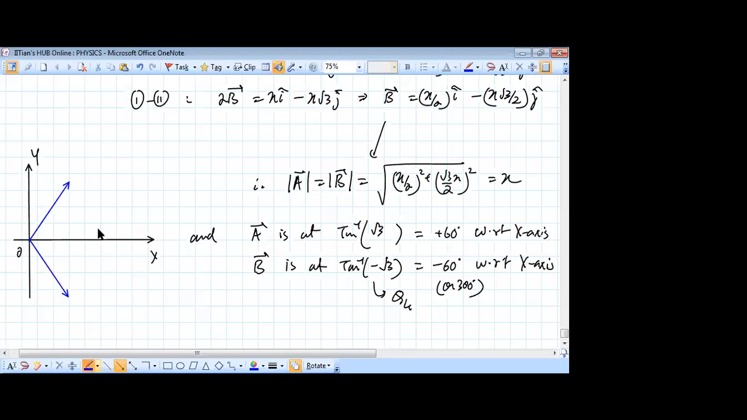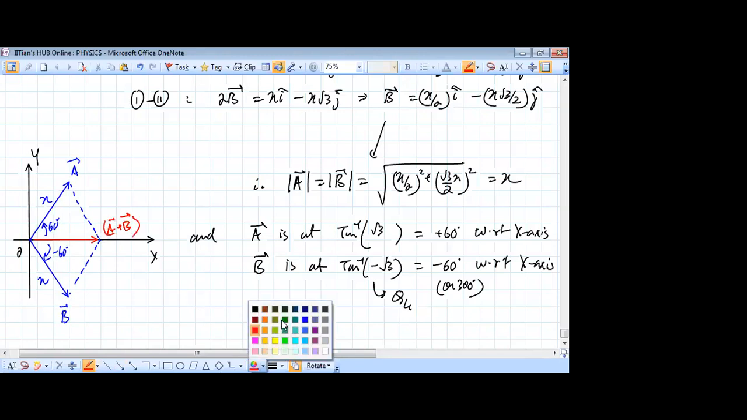A is at plus 60 degrees, B is at minus 60 degrees, like this. And both are having a magnitude of x each. So that is why you can see that the rhombus they are forming is like this. And that is why you can see that the sum and difference are perpendicular to each other. You can see the sum of the two vectors is this one. Difference of the two vectors.